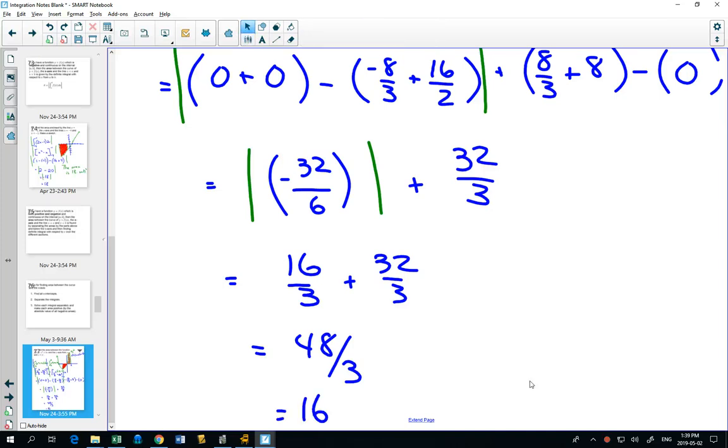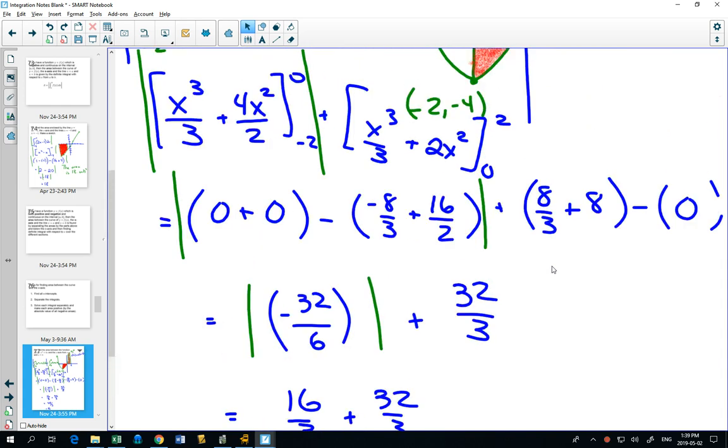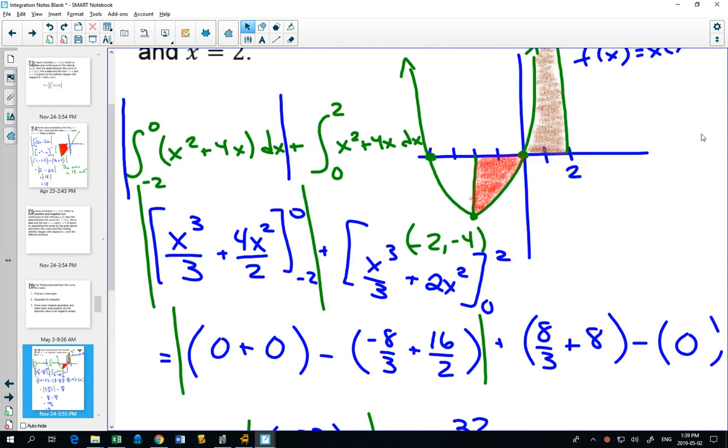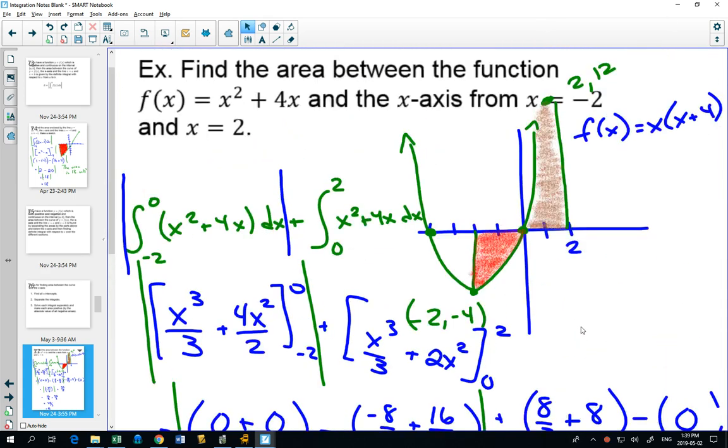And that did simplify to 16, so, which is, look at the picture. It's a perfect number. It's all curvy. And it came out to 16. Duh. That kind of bothers me.